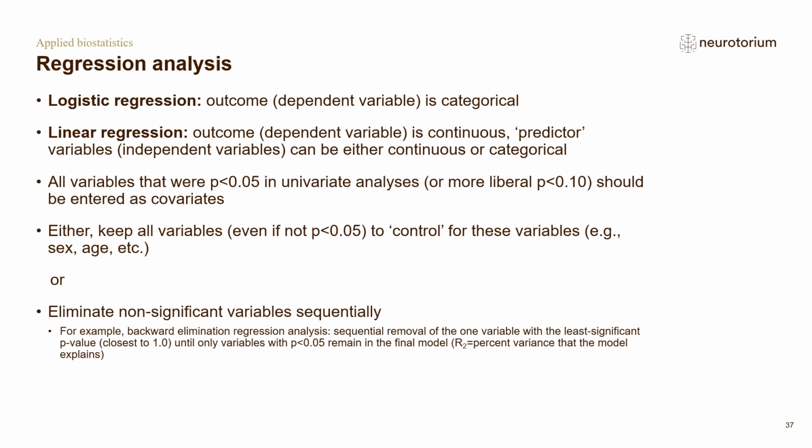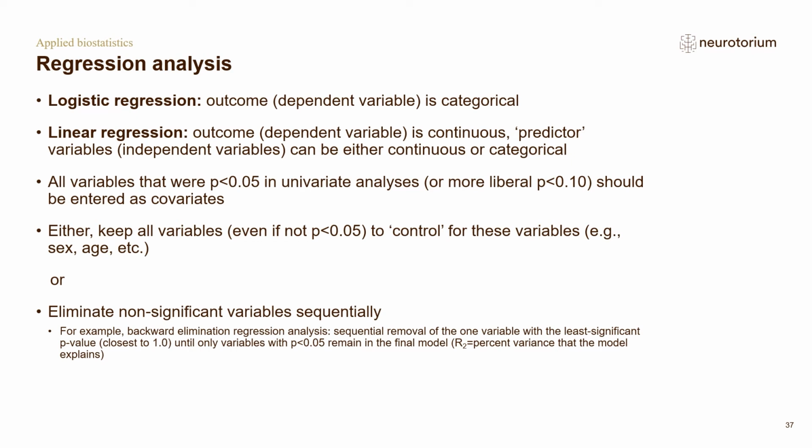And then there are various ways of dealing with that. You can either put a priori certain variables into the model and ask which one will remain significant even when you control for variables that were not significant. Let's say you want to have male or female or age group in there.